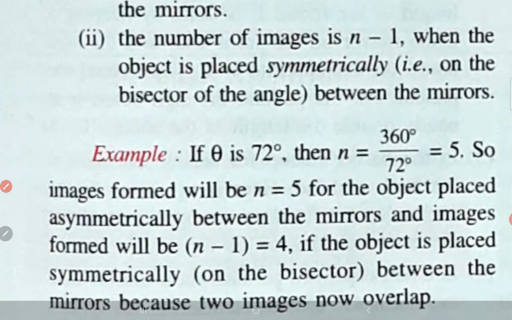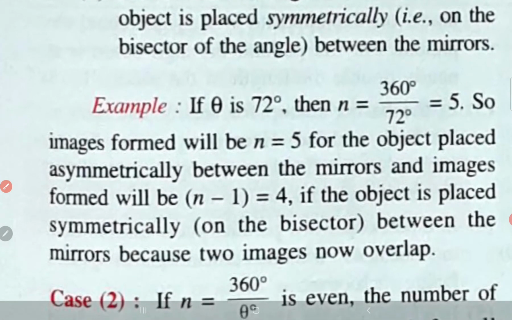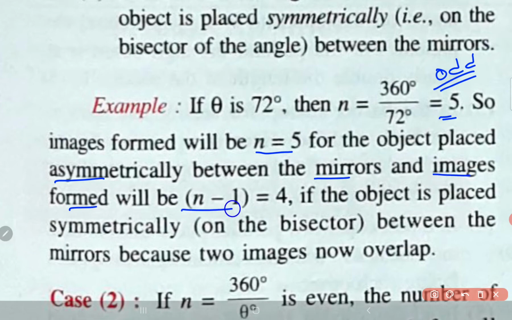Now, for example, if the angle is 72 degrees, then 360 upon 72 gives me 5. Now this is odd. So the images formed will be n equals 5 for the object placed asymmetrically between the mirrors, and the images formed will be n minus 1, that is 4, if the object is placed symmetrically.